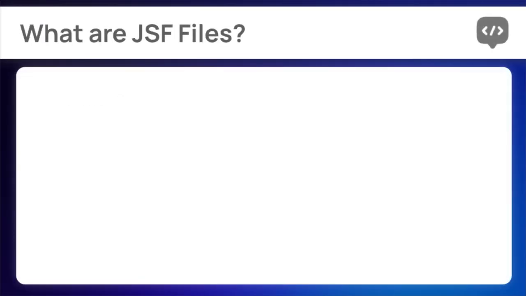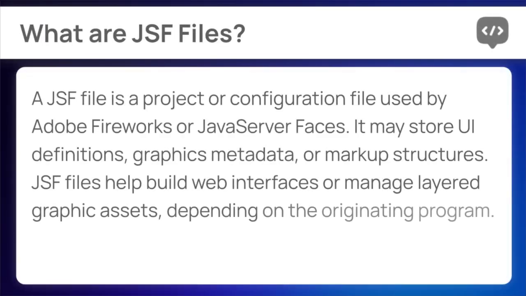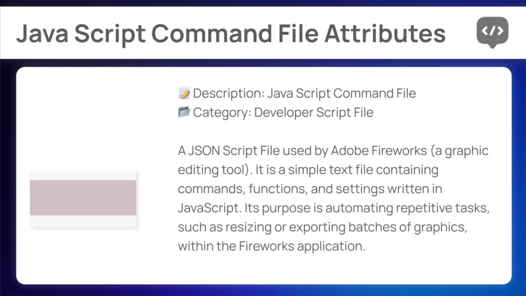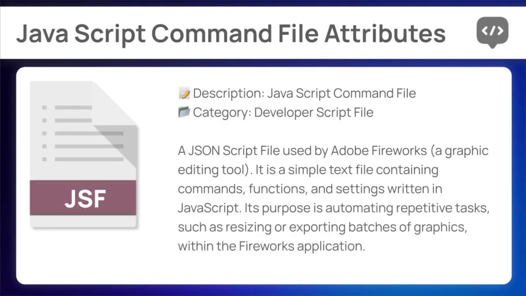We can trace the origins of the JSF extension back to the developer script file specification. It is coded using the standardized format known as JavaScript command file. A JSON script file used by Adobe Fireworks, a graphic editing tool. It is a simple text file containing commands, functions, and settings written in JavaScript. Its purpose is automating repetitive tasks such as resizing or exporting batches of graphics within the Fireworks application.